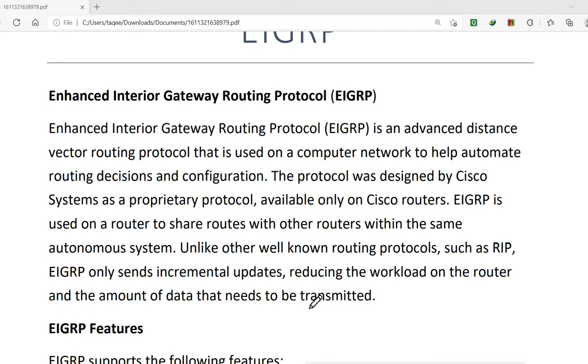Now the first advanced thing in this EIGRP is that it does not send the whole routing table. If suppose we have hundreds of entries in a routing table, it does not send all hundred entries, it sends only the incremental updates. Incremental updates means only the changes. If among the whole 100 networks only 2 networks have changed, then it sends only the information of those 2 networks to the neighbor router. It does not send the whole table. That is one of the advanced features of EIGRP.